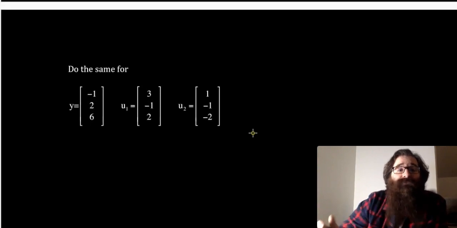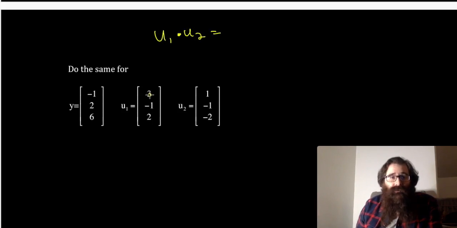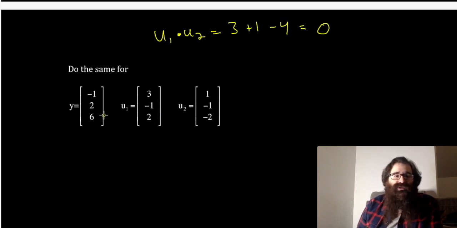But let's do the same for another example. Here I have a new set of vectors u sub 1 and u sub 2, and let's make sure that they are orthogonal. That's what we want. 3 times 1 gives me 3. Negative 1 times negative 1 gives me positive 1. And 2 times negative 2 gives me negative 4. You better believe it. That's 0 for the dot product. So this is an orthogonal basis.